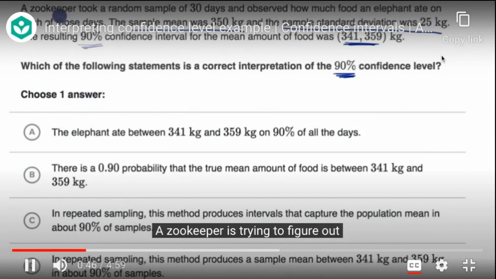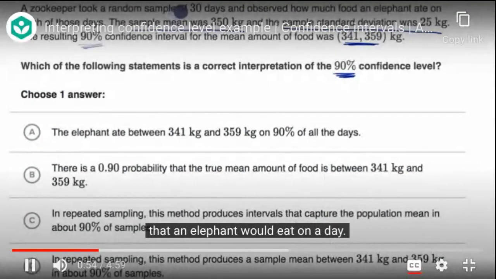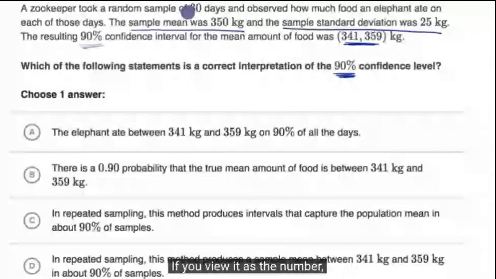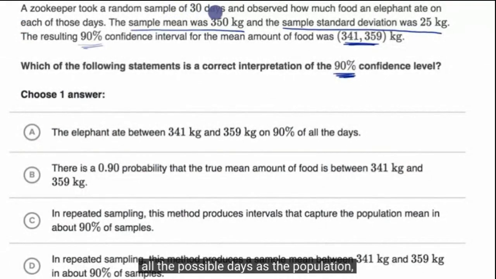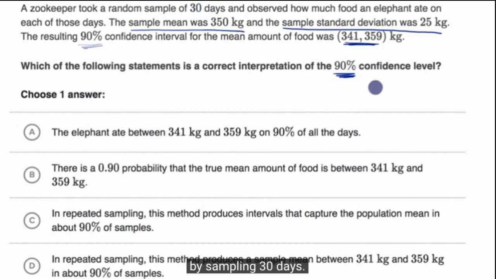Trying to figure out what the true expected amount of food an elephant would eat on a day. You could view that as the mean amount of food that an elephant would eat on a day. If you view all the possible days as the population, you could view this as the population mean amount of food per day. Now the zookeeper doesn't know that. And so instead, they're trying to estimate it by sampling 30 days.